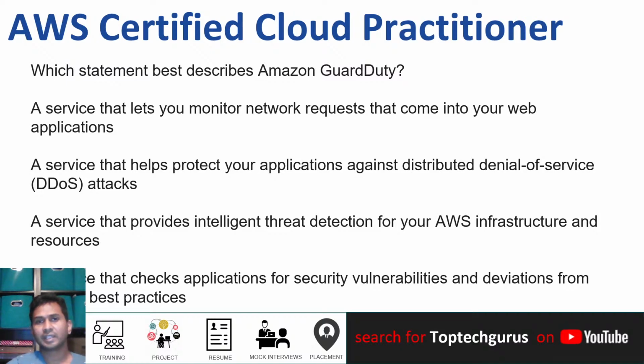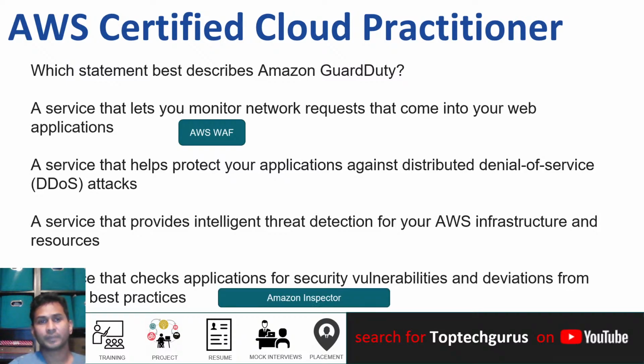First one is a service that lets you monitor network requests that come into your web application. If you want to monitor any network requests that come in to your web applications, those are keywords that tell you it's a WAF, a web application firewall. Next one is a service that helps you protect against distributed denial of service, so DDoS attacks. If you know DDoS attacks, then you know.